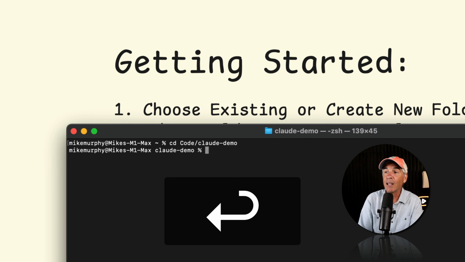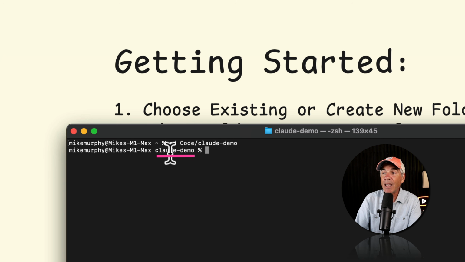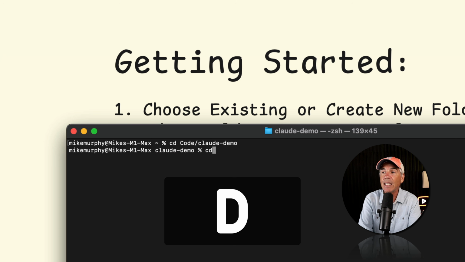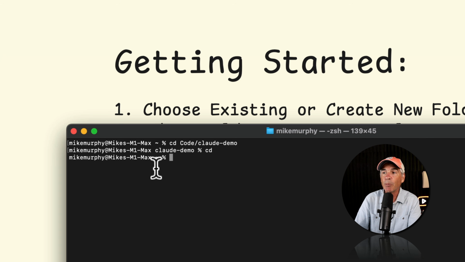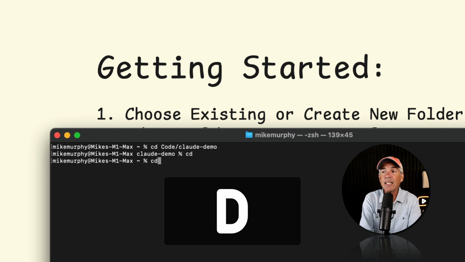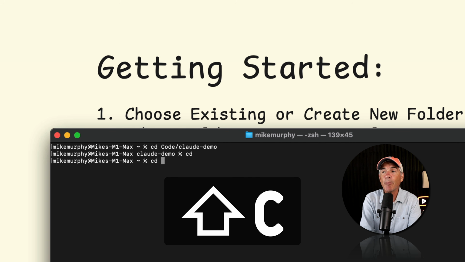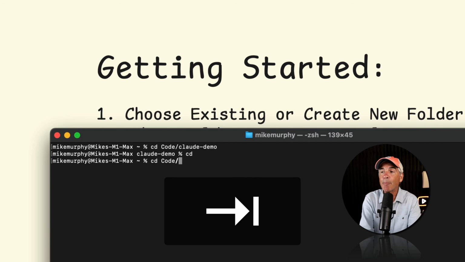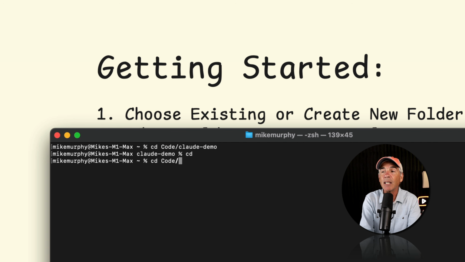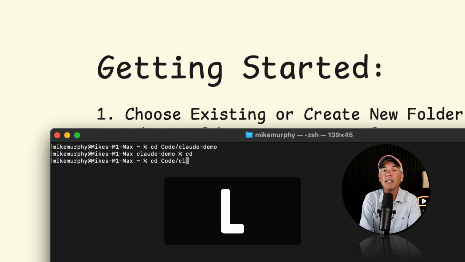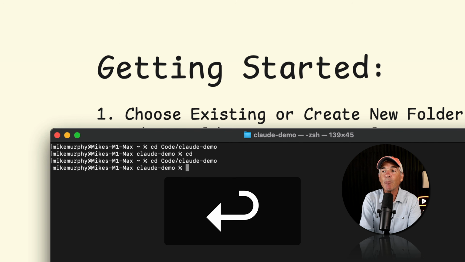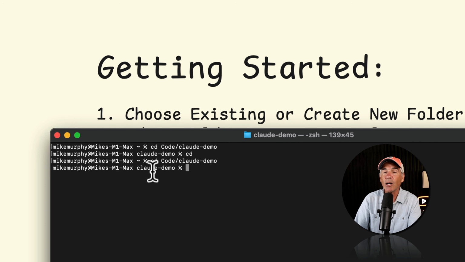I'll tap return, and now you can see that I'm in the Claude demo folder. And if I want to get out of that, back to the home folder, remember, cd return brings me back to my home folder. And if you want practice to go back into it, cd space, capital C, I just have to tap the tab key, it automatically fills it in. I'll type in CL, tap the tab key, tap return. Now I'm back in the Claude demo folder.